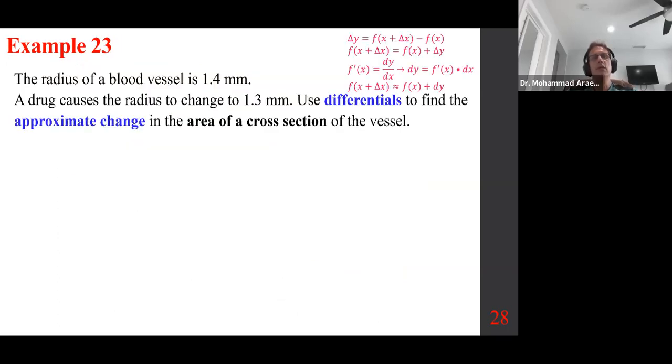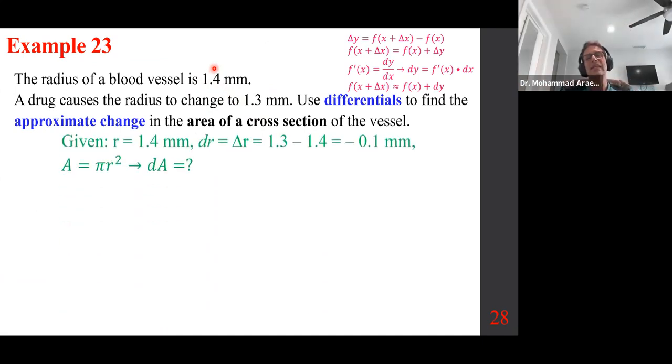The radius of a blood vessel is given as 1.4. A drug causes it to change to 1.3. Use the differential to find the approximate change in the area of a cross section. Cross section is in the form of a circular shape where A is equal to pi r squared. R is the initial value of 1.4, and it goes down to 1.3. Therefore, dr or delta r is the new one minus the old one, creating a negative sign.